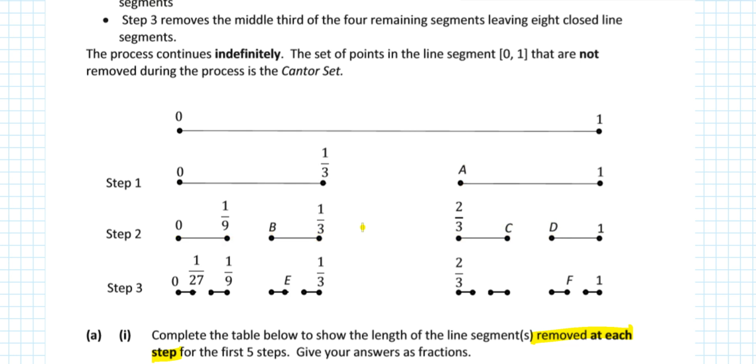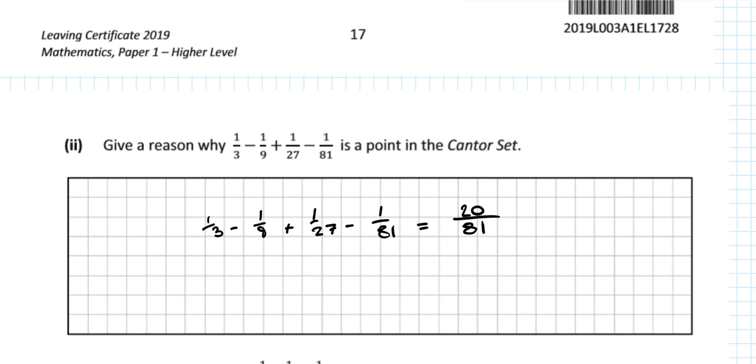D is 8/9. 1/27, 2/27, 3/27, 4/27, 5/27, 6/27, 7/27. So E is 7/27. And just to speed things up, 2/3 in 27ths is 18/27. So this is 18/27. This is 19/27, 20 27ths, 21 27ths, 22, 23, 24, 25 27ths. So F is 25 27ths. Really nice question. Just filling in the table, going back and counting. Little bit of a curious question.